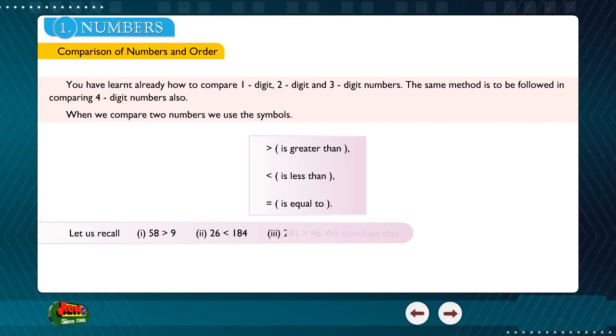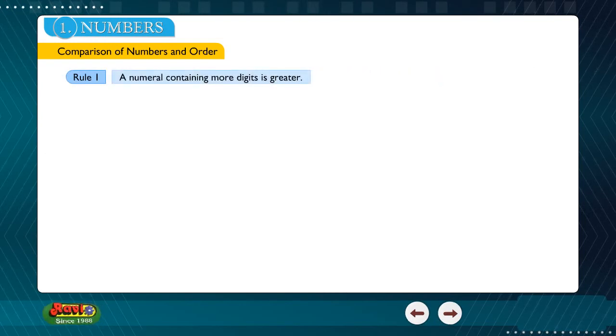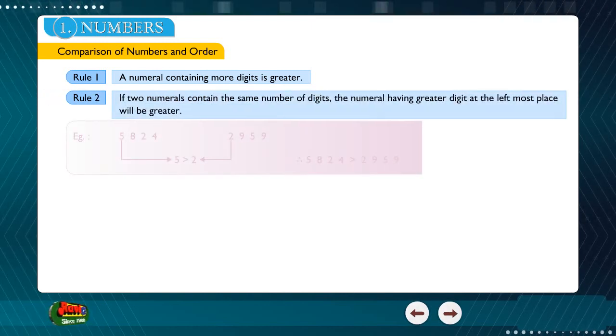3. 281 is greater than 46. We conclude that Rule 1. A numeral containing more digits is greater. Rule 2. If two numerals contain the same number of digits, the numeral having greater digit at the leftmost place will be greater.